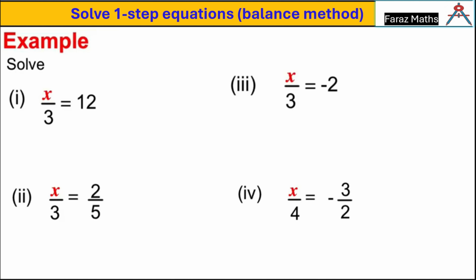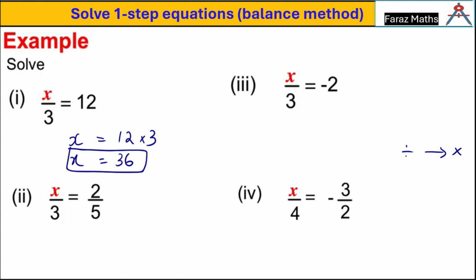Coming to the next, x over 3 equals 12. Because 3 is in division, the opposite of division is multiplication. So x equals 12 times 3, which makes it 36. You can multiply by 3 on both sides, and 3 cancels by 3, and again you get the same answer. So x over 3 equals 2 over 5. Again 3 is in division, it will multiply on the right side: 2 over 5 times 3, so that will be 6 over 5.